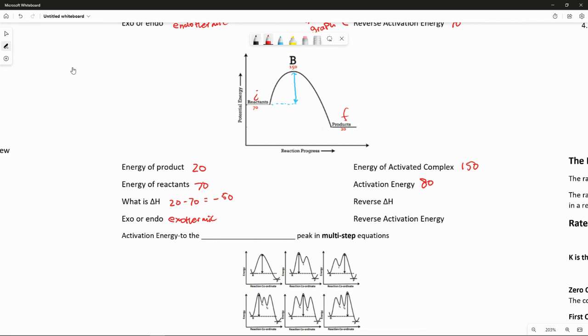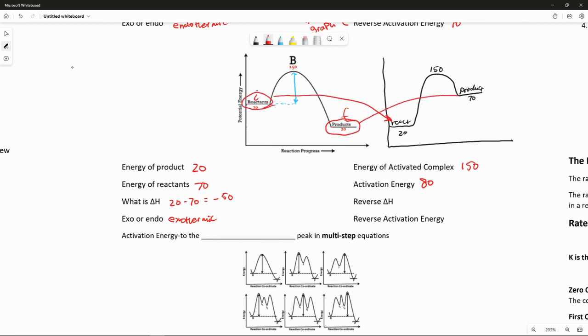All right. For our reverse delta H, we were taught that all we do is flip the graph. So starting with our product side, it's going to look like that. It's a crude drawing, but it gets the job done. So we're going to have our new reactant side and our new product side, and our activated complex is going to be the same. Our reactant side is now 20, and our product side is now 70. All we're doing in this process is taking our reactant side and moving it over and flipping it.